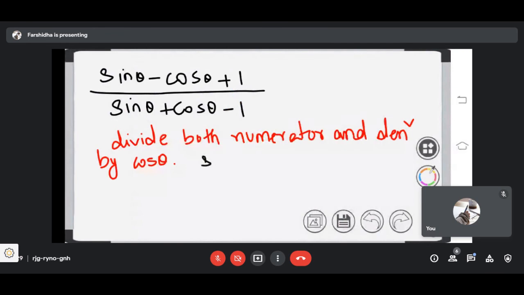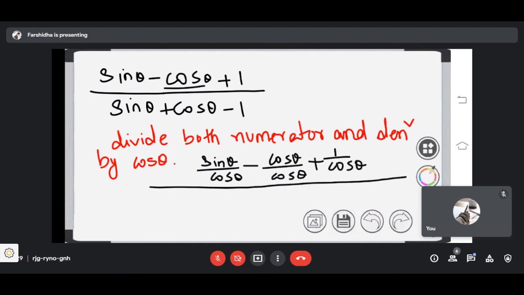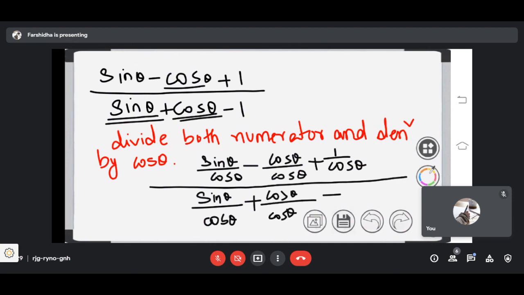Next step will be sine theta by cos theta minus cos theta by cos theta plus 1 by cos theta, whole divided by, see here, sine theta divided by cos theta plus cos theta divided by cos theta minus 1 by cos theta. So I am dividing all the terms by cos theta.